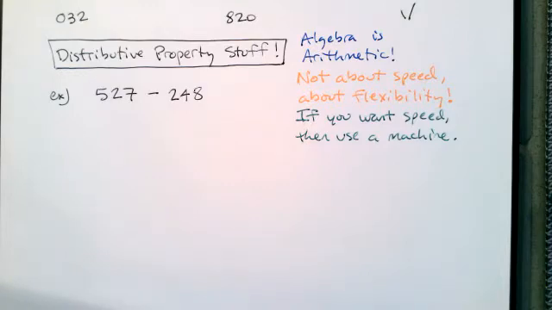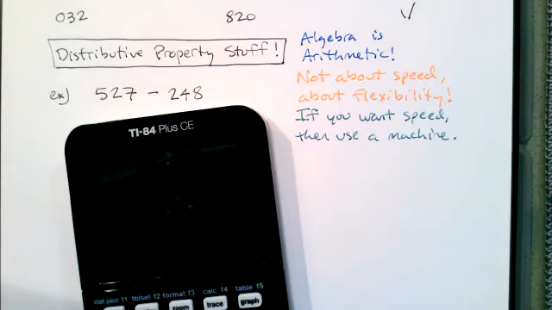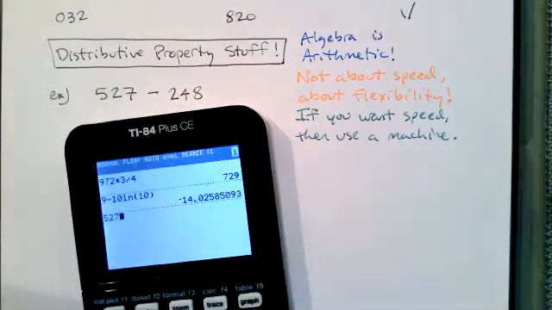But if we want speed, if your argument is we shouldn't bother with this because we want to do things faster, there's a better way to be faster about math, and that's use a machine. So if I actually needed to know what 527 minus 248 is quickly, I would grab the machine and be like, oh, 527 minus 248. So that's what you should do if you want to do it fast.